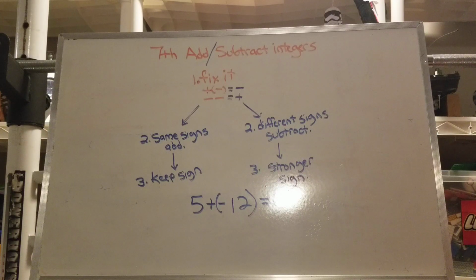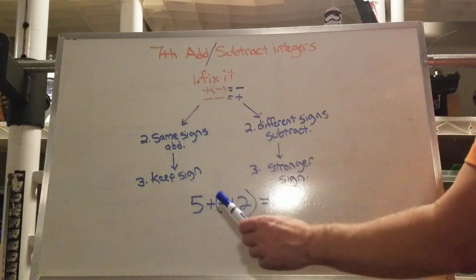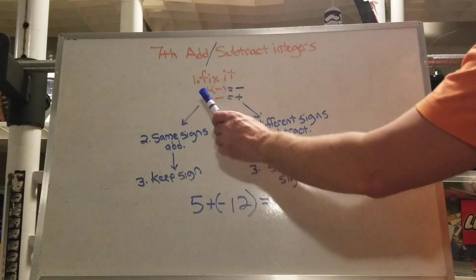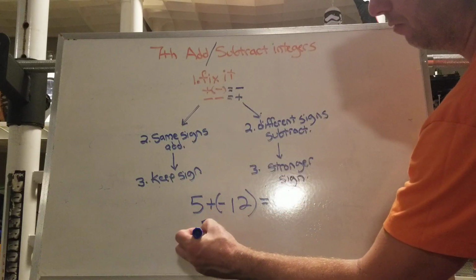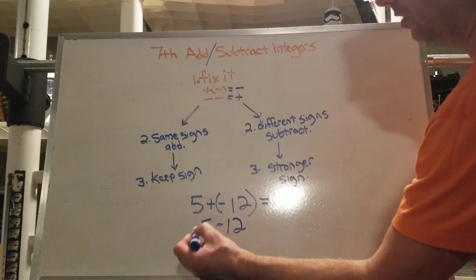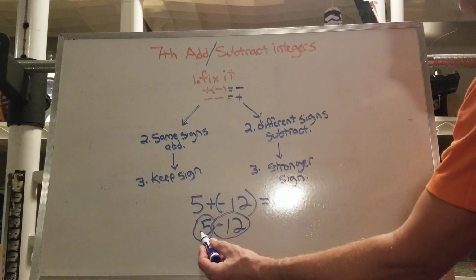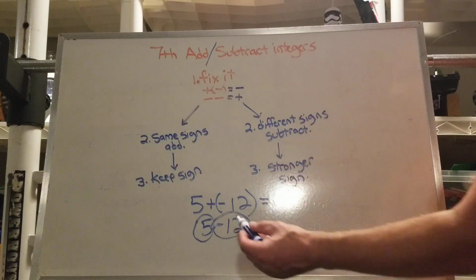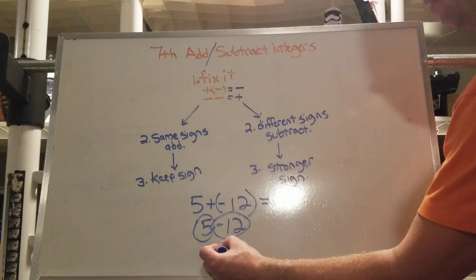All right, going through the steps. Step 1 is fix it. Plus and minus are touching each other with no numbers between them. That parentheses doesn't matter. Plus and minus turns into a minus. My new problem, 5 minus 12. So then I just like to circle them. And we see those are different signs. I have a positive 5 and a negative 12. Different signs you subtract. 12 minus 5 is 7.